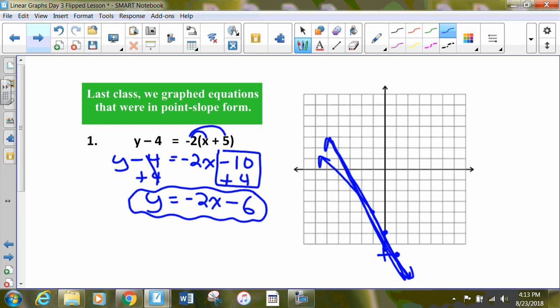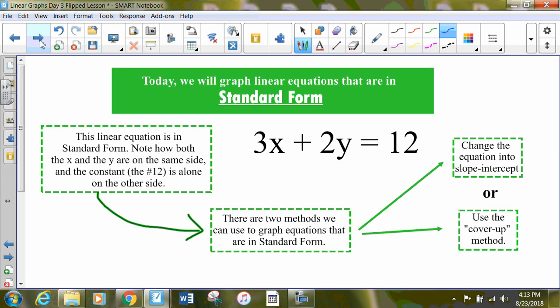All right, so that's what we did last class. But today we're going to look at a new form of a linear equation. So this is linear, but this is in what we call standard form, where the x and the y's are on the same side, and the number without the x or the y is by itself on the other side. When you see an equation in this form, you know that that's called standard form.